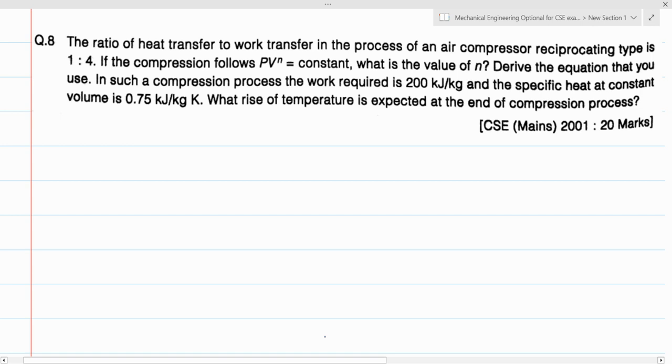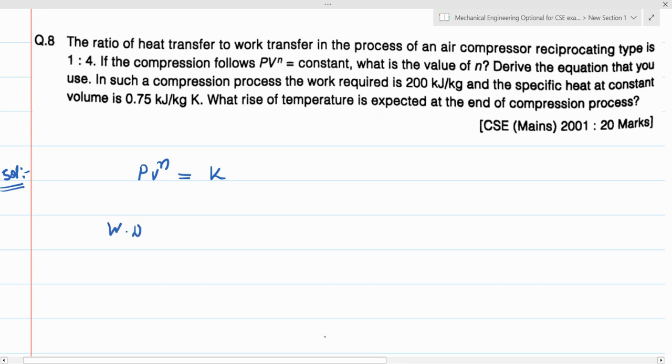So this is basically a compression process that is undergoing in an air compressor that is of a reciprocating type. So we know that we can solve it easily. The given relation is PV to the power n is equals to some constant k.